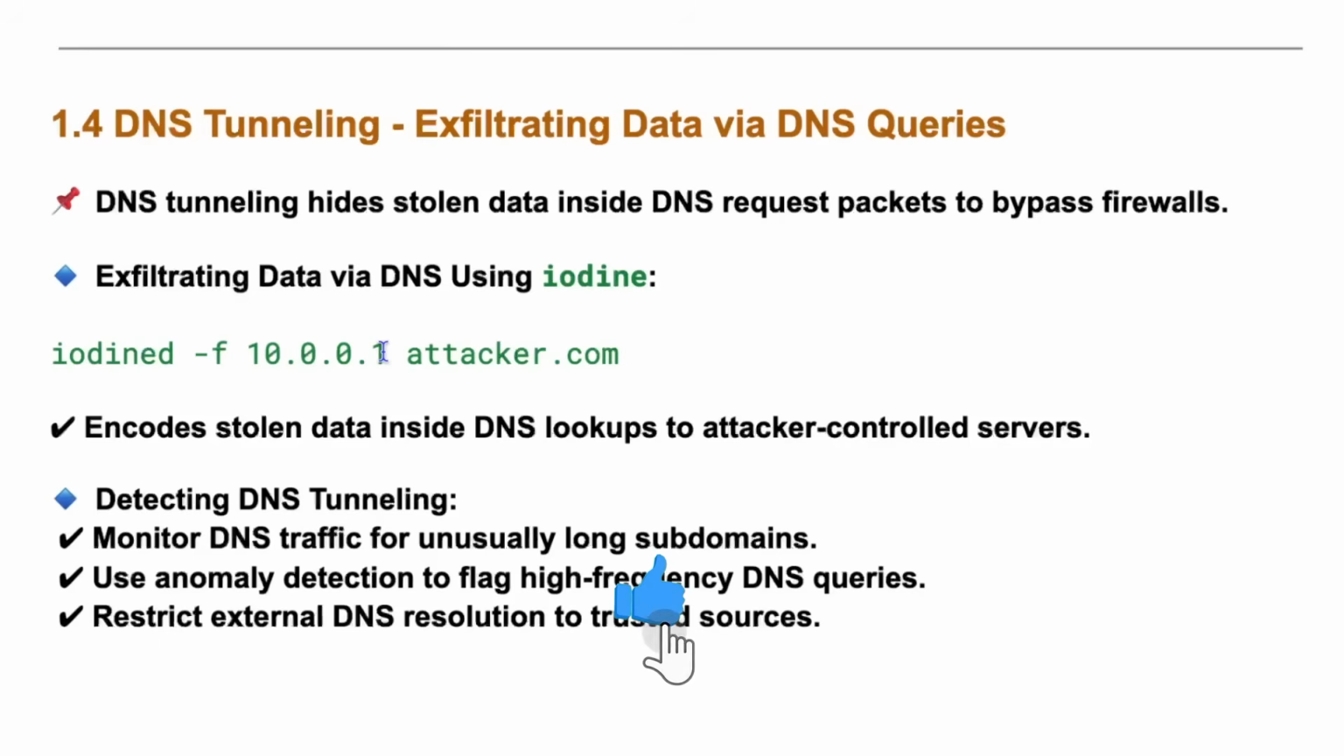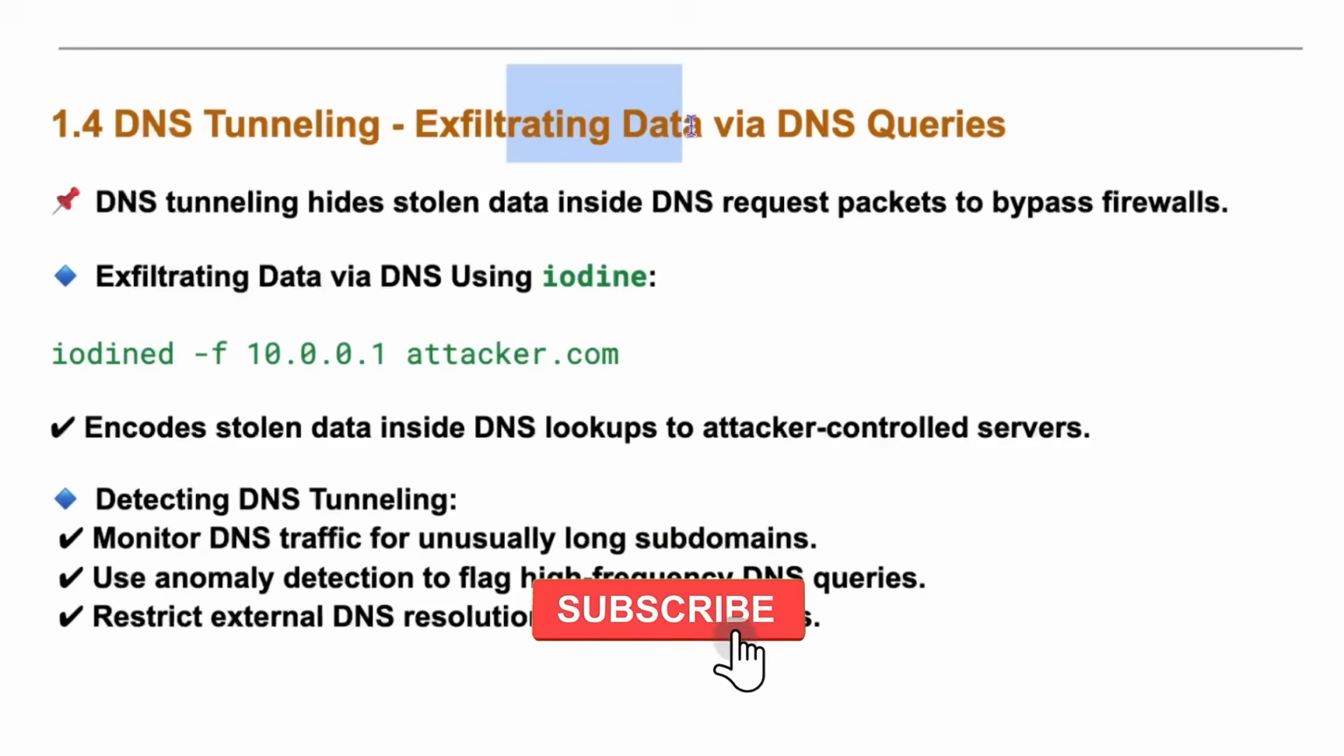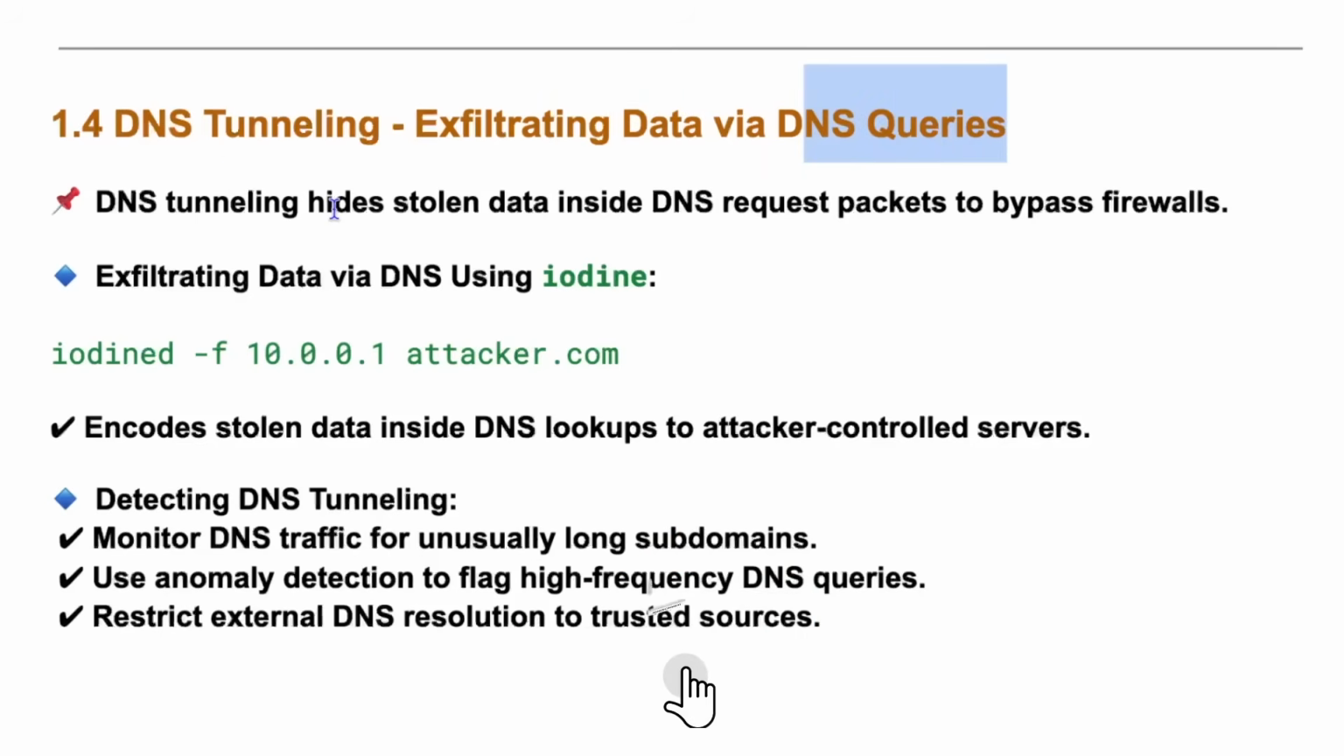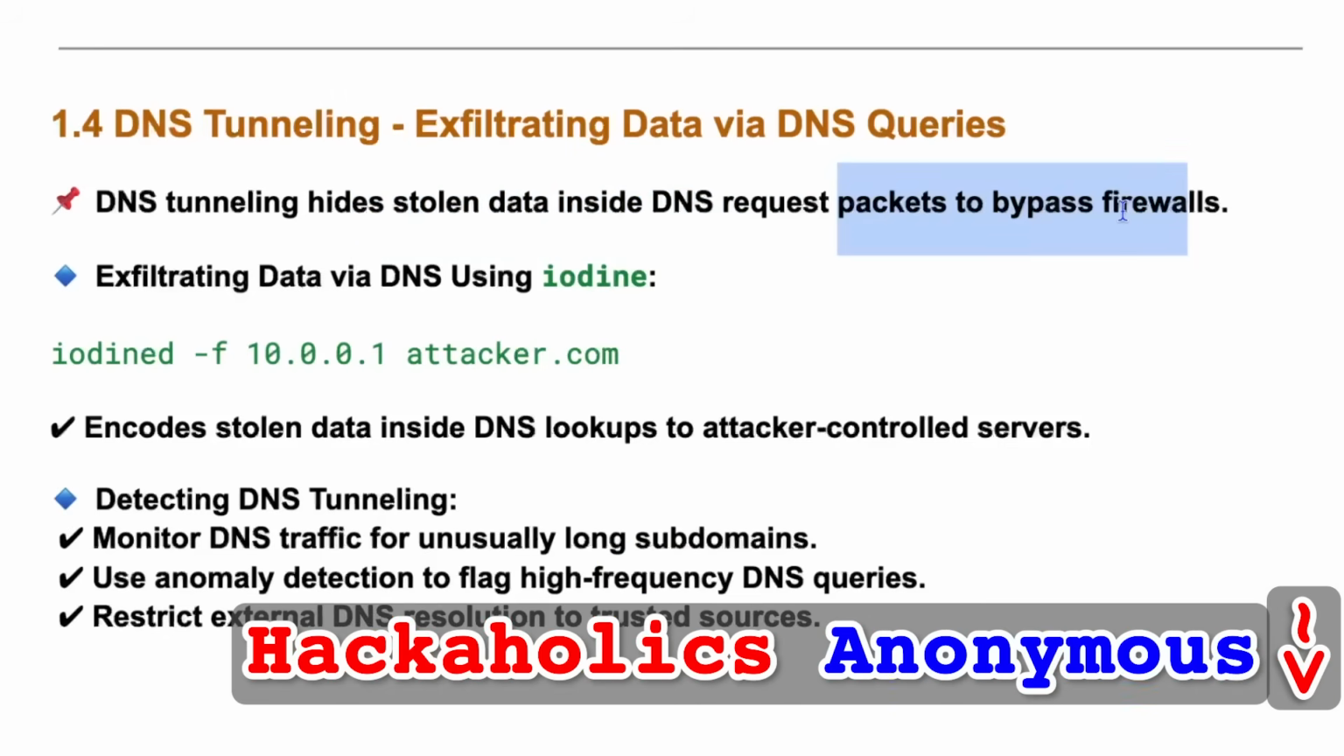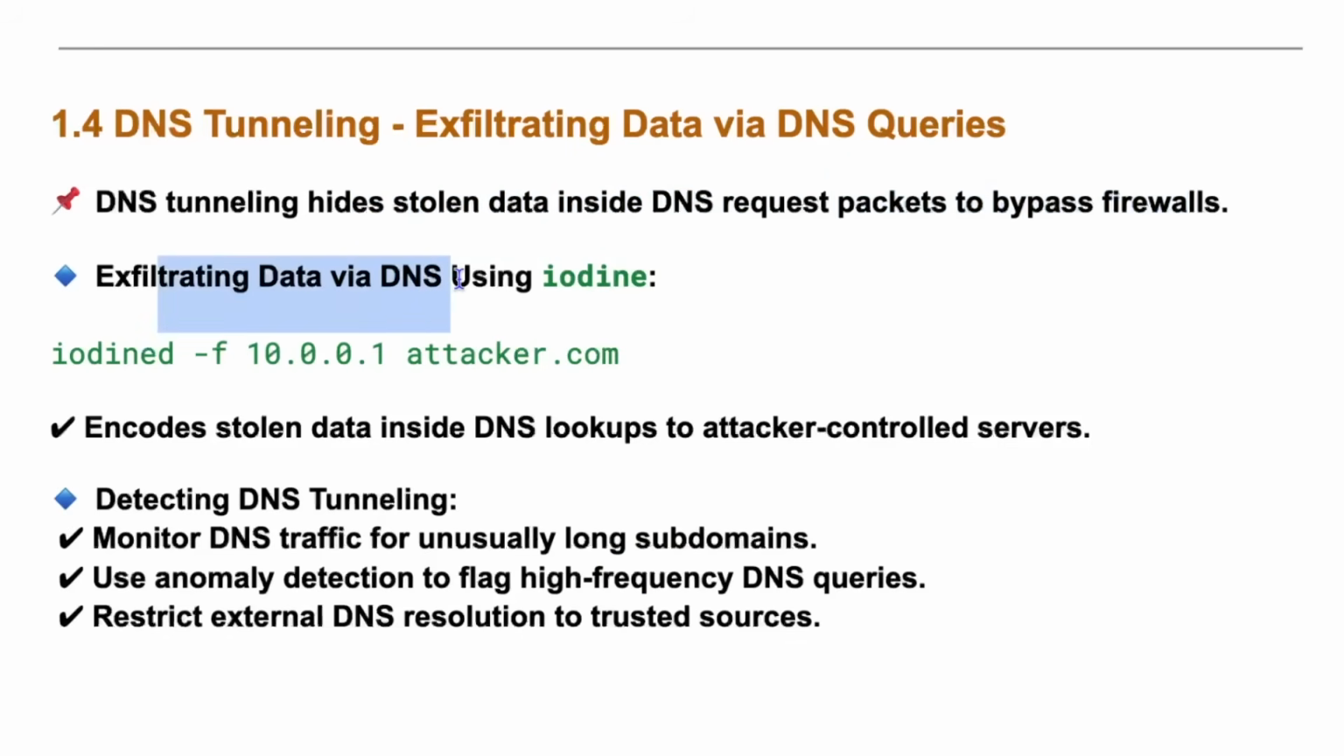The next one is DNS tunneling, which would be exfiltrating data via DNS queries. DNS tunneling hides stolen data inside of DNS request packets to bypass firewalls. Exfiltrating data via DNS using iodine would be something like this, where you call iodine, give it the IP address, and then the attacker's domain name, your actual domain name, which encodes the stolen data inside of the DNS lookups to the attacker-controlled server, which is sitting in this particular location.